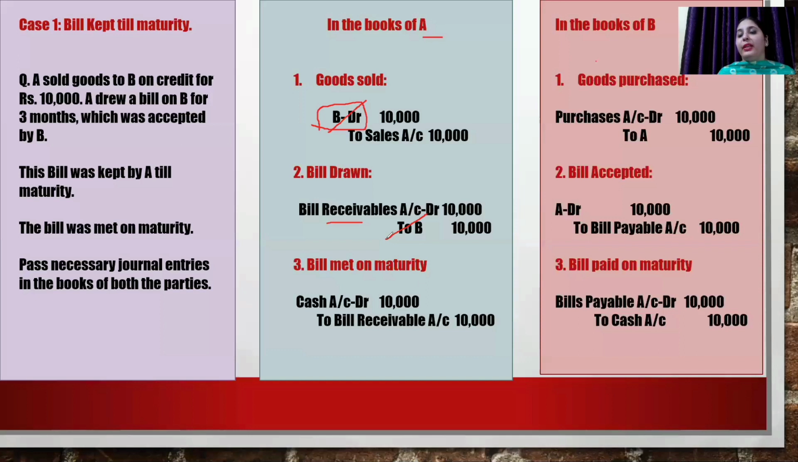Similarly, whenever a bill is drawn, it should always be accepted by the drawee. So when the drawee accepts this bill, the drawee is converting his creditors into bills payable. So we are closing A's account and converting this creditor into bills payable, which is a liability. So liabilities are credited. Entry will be A debit to bills payable account.